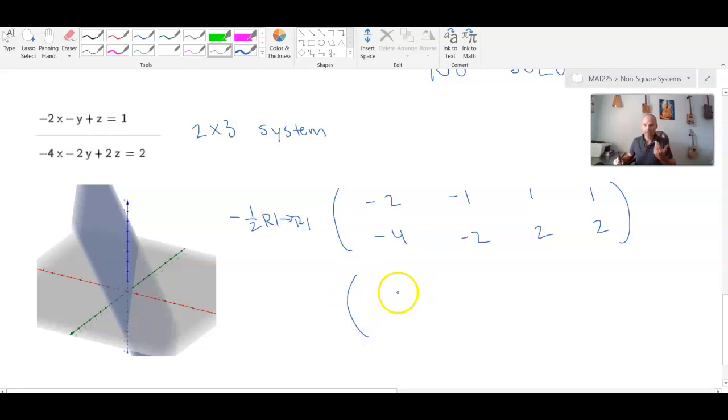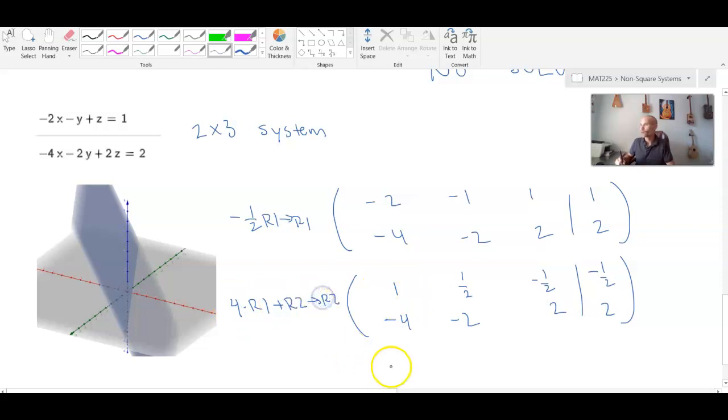So we proceed in much the same way. We want to make this a 1, we want to make this a 0. So this is now going to be 1, this is going to be plus 1/2, this is going to be negative 1/2, and negative 1/2. The second row is going to be the same because we haven't done anything to it yet. But now I'm going to go ahead and take 4 times row 1, add it to row 2, store the result in row 2.